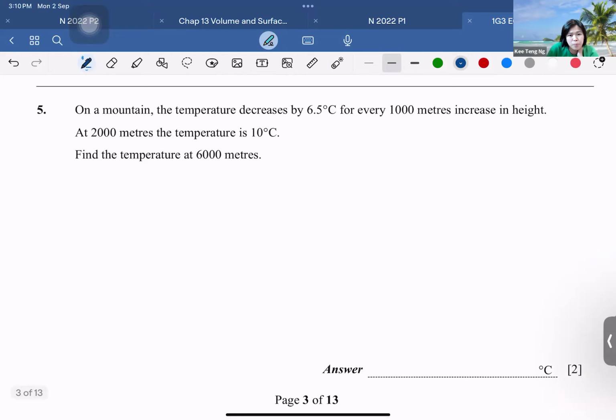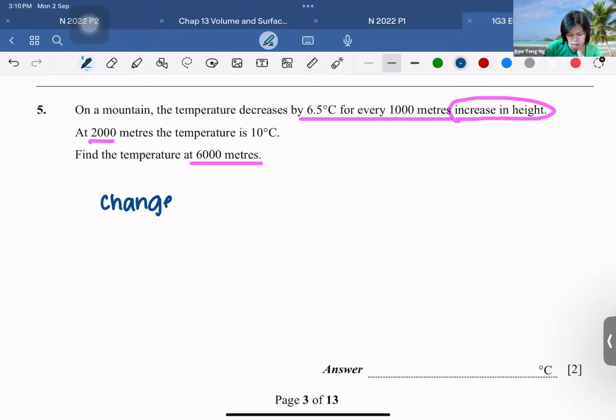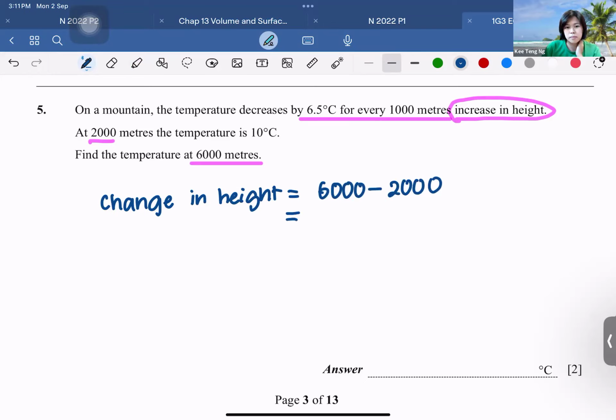On a mountain, the temperature decreases by 6.5. This is a rate, for every 1,000 meters increase in the height. So I started off at 2,000 meters, the temperature is so much, and I ended off at 6,000 meters. So what do I need to do? I must first find the change in the height. Anyone can tell me what's the change in the height? 4,000 meters. 4,000. Thank you.